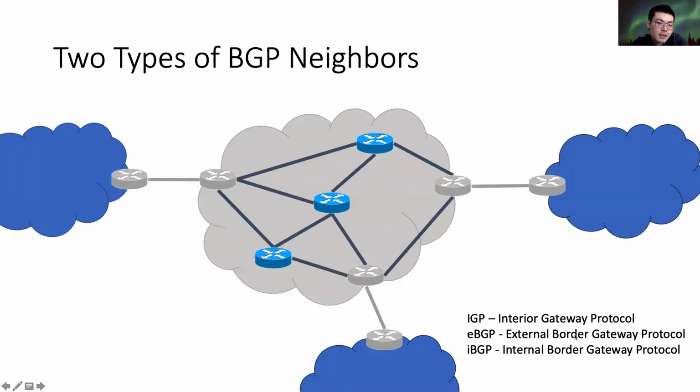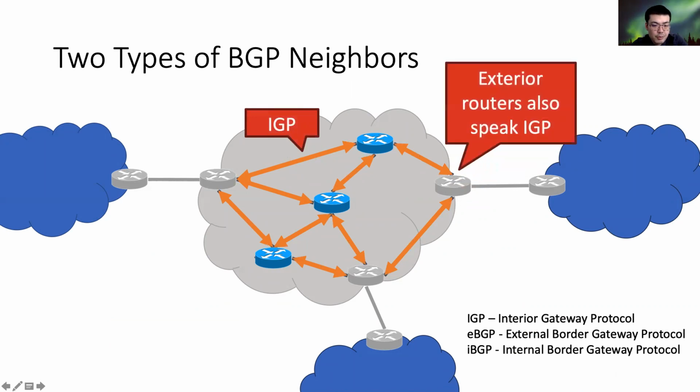Okay. Next, let's look at the two types of BGP neighbors. Here you can see the protocol names. IGP is called the interior gateway protocol. What it means is it's again the gateway. So you will send, but it's interior. It's different from your OSPF.